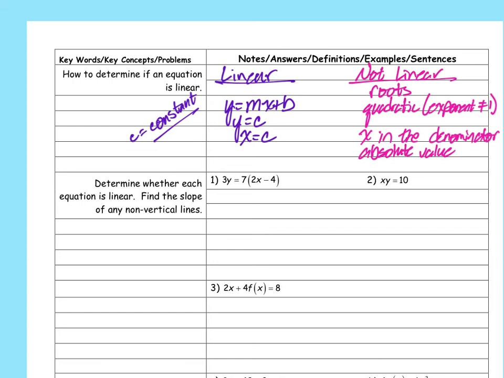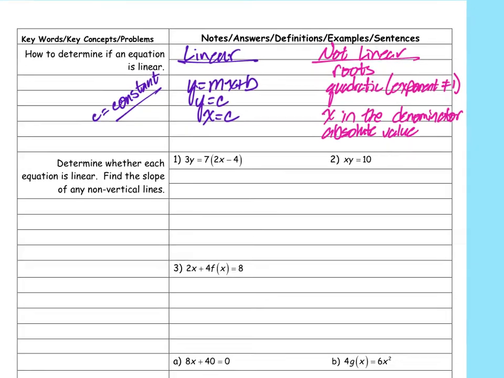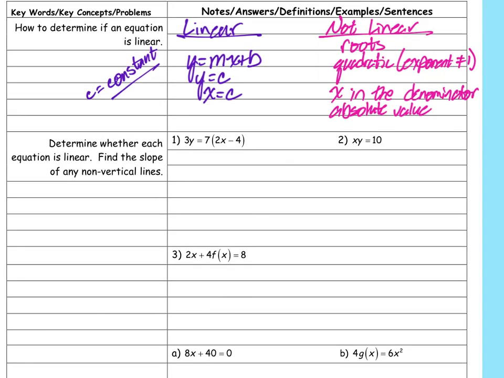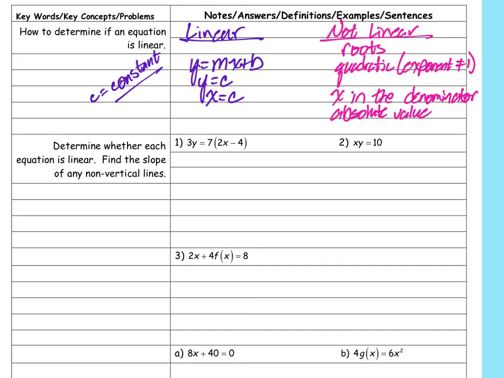And here we go. Pretty easy. I want to kind of keep that here so you can see it. So the first thing I'm going to do is solve for y. So I distribute, right? So I get 3y equals 14x minus 28. Divide by 3. And y is going to be 14 thirds x minus 28 thirds. That's really ugly. But is it linear or not? That's the question. Is that a linear equation? Yes or no?